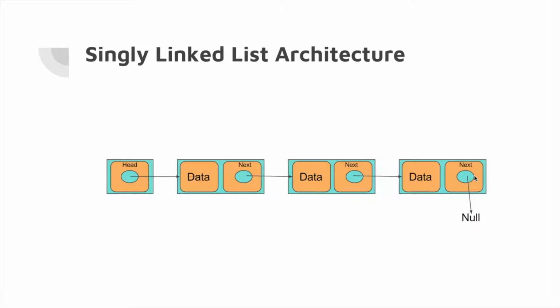And the last element won't hold any reference to a next element, so it would be null over here, as you can see. So this is all about the singly linked list, and this is the descriptive diagram, the architecture of a singly linked list. Now let's see how we can create a singly linked list data structure programmatically.